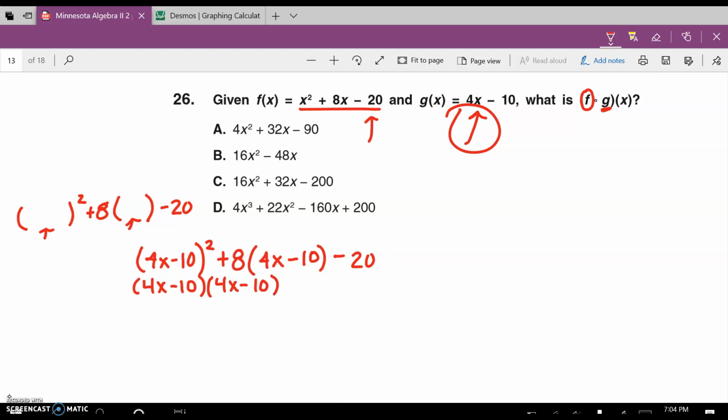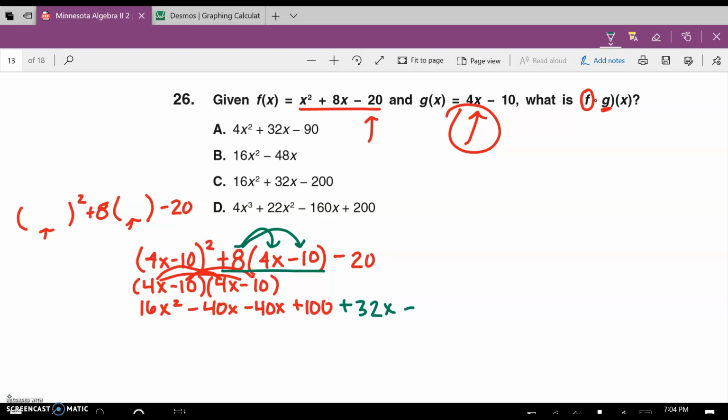Okay, I'm going to go ahead and multiply that. 4x times 4x is 16x squared. Then 4x times negative 10, so that's going to be negative 40x. I've got negative 10 times 4x, so that's going to be another negative 40x. Then I've got negative 10 times negative 10, so plus 100. Then I'm going back to up here. I've got 8 times 4x, so that's plus 32x. I've got 8 times negative 10, so that's negative 80. Okay, and then I still got that minus 20 at the end.